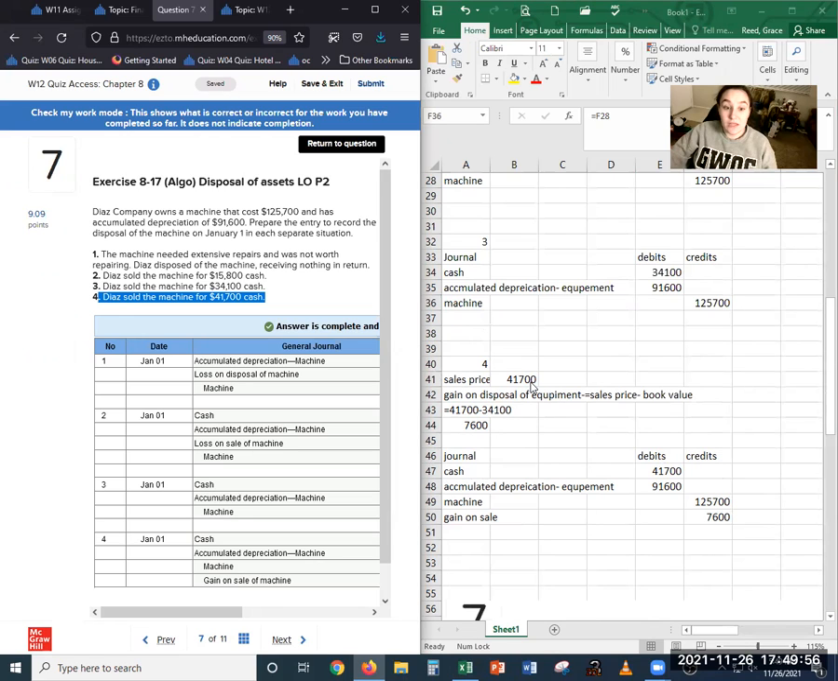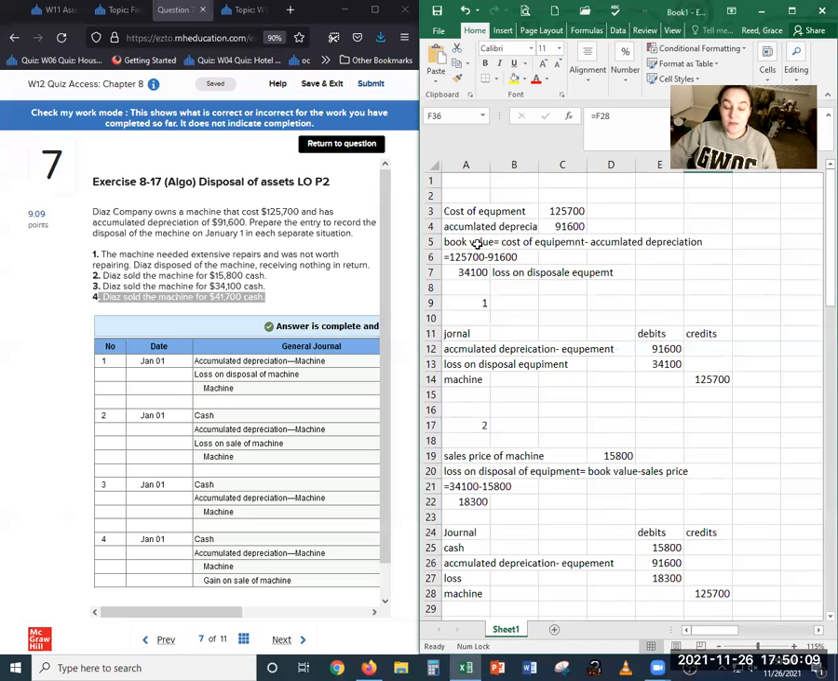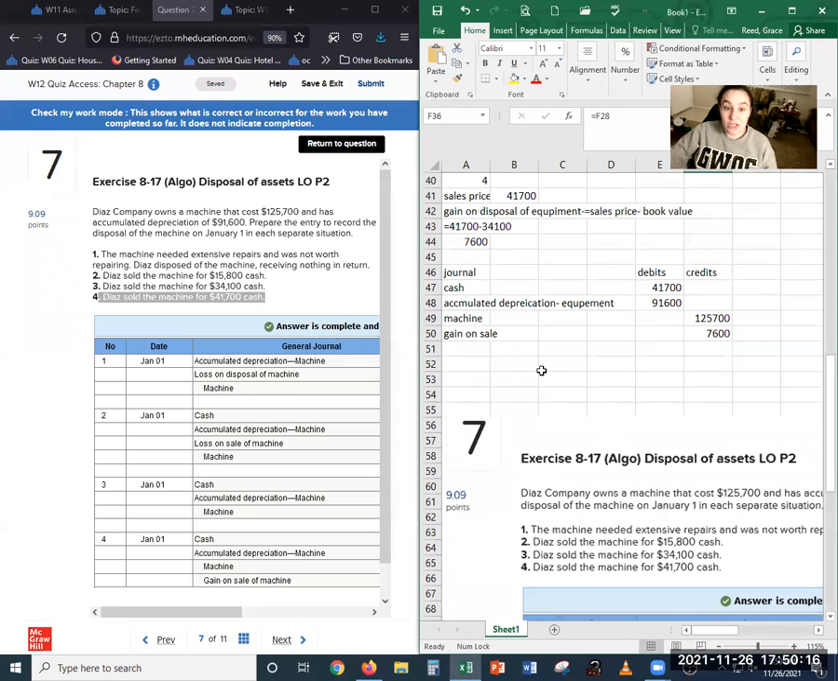So you do this by taking the disposal of the equipment, in this case the machine, and then it's sale price minus the book price. So we had the sale price, and we had already figured out previously the book price, the book value, which is cost of equipment minus the cumulative depreciation, and you get this amount. Therefore, you put that in on the gain of sale, and you put that in as a credit. And that is how you do this question.